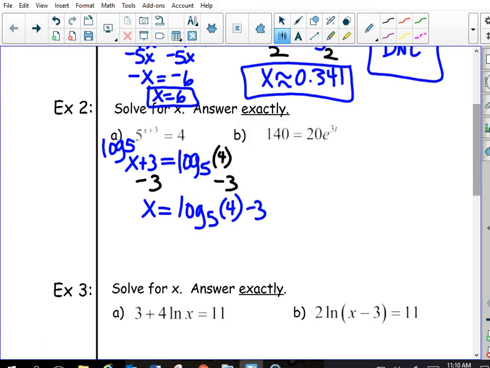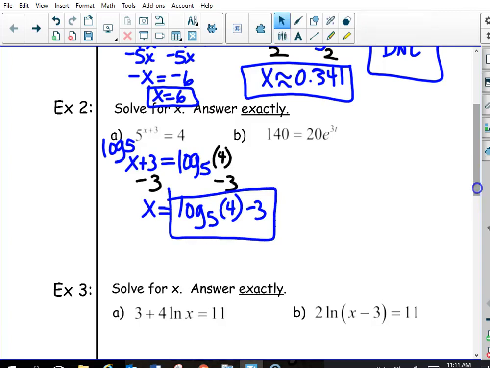In the XYZ homework, if you hit the underscore key, that's the one above the minus key on the keyboard, it'll give you that base drop for the 5. Let me know if you have any trouble with that one. So there's my exact answer there.